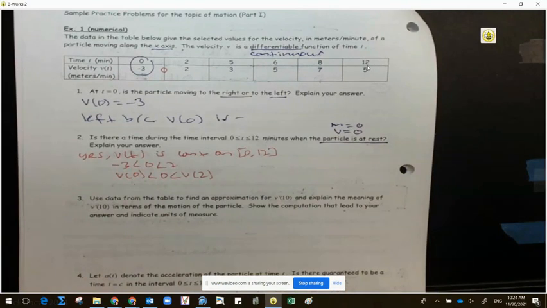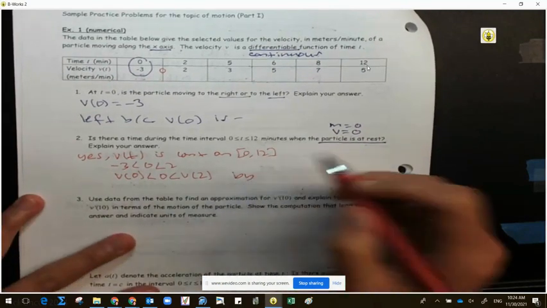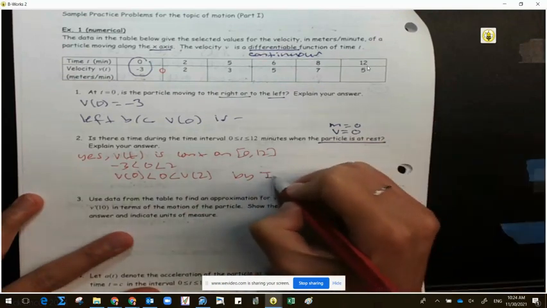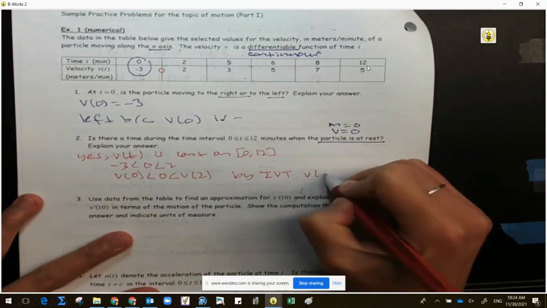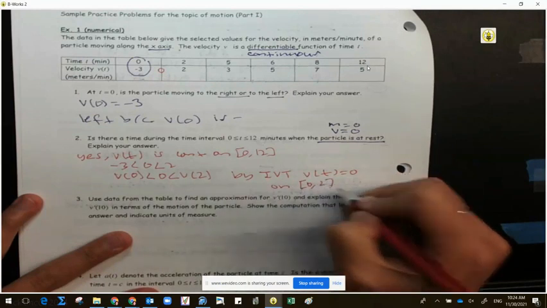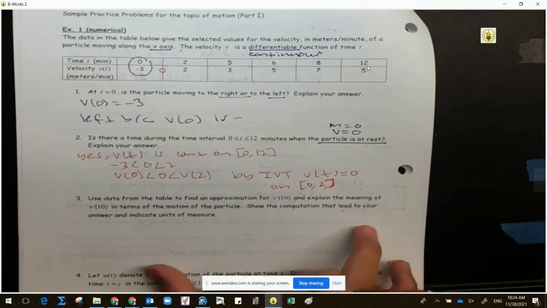And what theorem is this? When something is in between like this, what do we call that? By IVT. By the intermediate value theorem, V of t must equal 0 on the interval specific to ours, 0 to 2. And this is an AP style question. Cody, will you write everything on number 2, please?